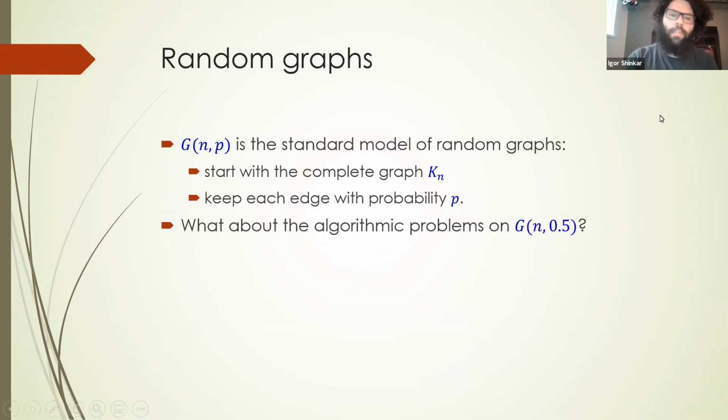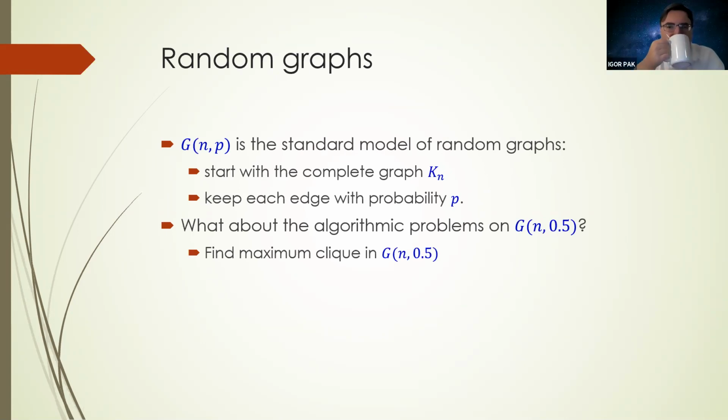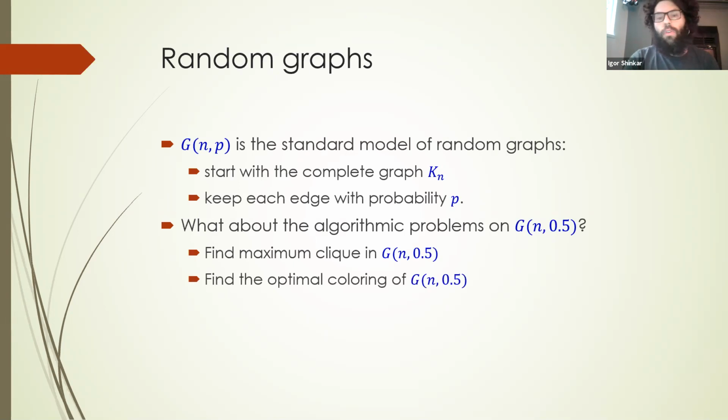We can also ask about algorithmic problems, right? So we know that the maximal clique in this model is with high probability 2 log n. But can we find the maximal clique in polynomial time, let's say with high probability? There is a small chance that the graph that we'll get will be very hard, but on a typical graph, can we find the maximal clique? Or we know what's the optimal coloring, it's like n divided by log n and there is a constant there. Can we find an optimal coloring?